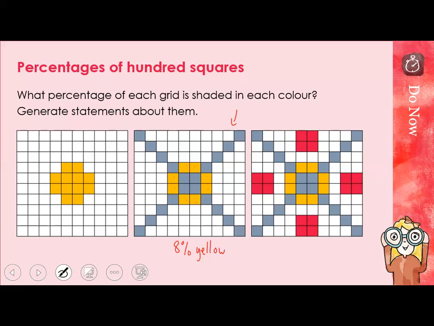What percentage of them are grey? Well, I know 1, 2, 3, 4, 5, 6, 7, 8, 9, 10, 11, 12, 13, 14, 15, 16, 17, 18, 19, 20. So now I've got 20% grey, and so on. There are many things you could do. You could then say, oh, there are 12% more grey than yellow, or there are 12% fewer yellows than greys, or because there are 28% shaded, then there must be 72% left white. All sorts of different statements that you could work on for those.